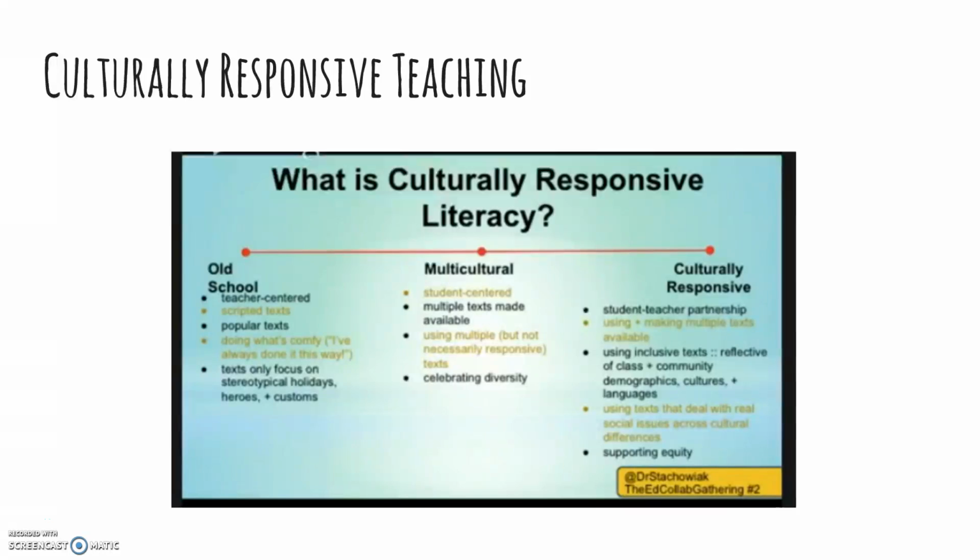In this image from the EdCollab gathering, you can see side by side the different aspects of quote-unquote old school teaching and culturally responsive teaching. Notice how culturally responsive teaching is driven more by exploring real issues, differentiating instruction, being more hands-on, and empowering students in the classroom.